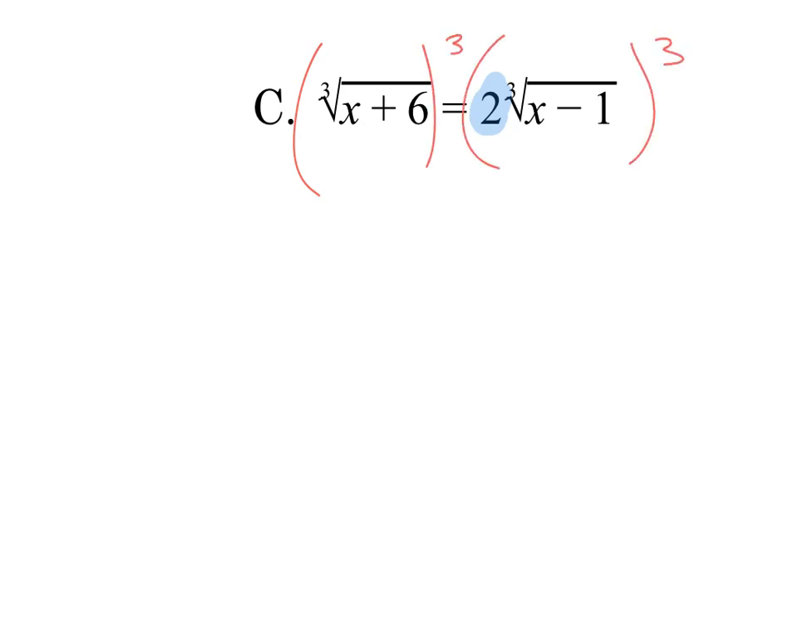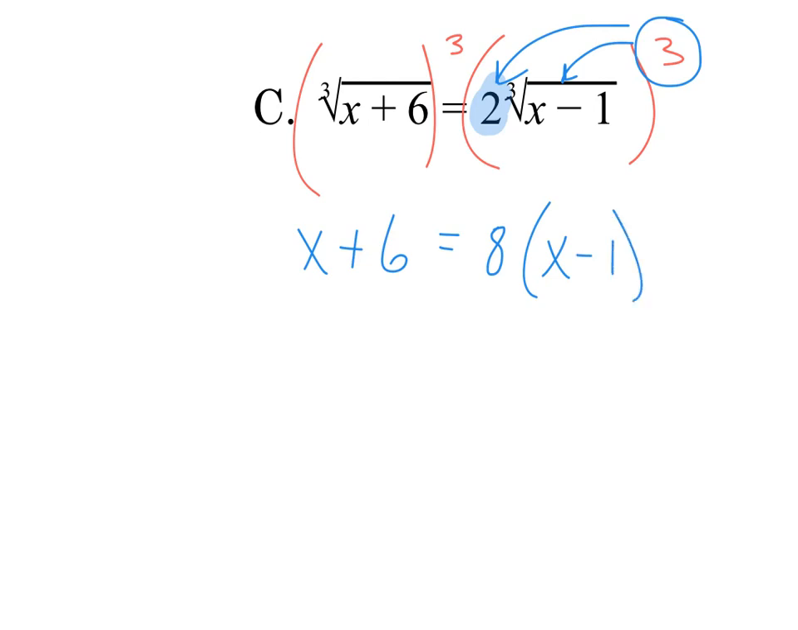The left-hand side should look pretty straightforward. When I cube both sides, I get x plus 6. Why does that work? Cubing a cube root, well, they just undo one another. Over here on the right, we need to be very careful. Now, this cube needs to go to every member inside the parentheses. So I need to take 2 cubed, which is going to be 8, and multiply it by x minus 1.